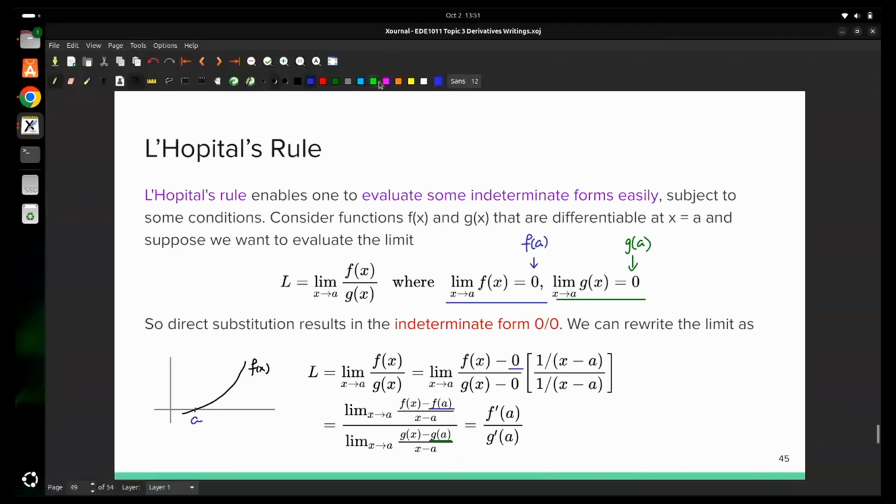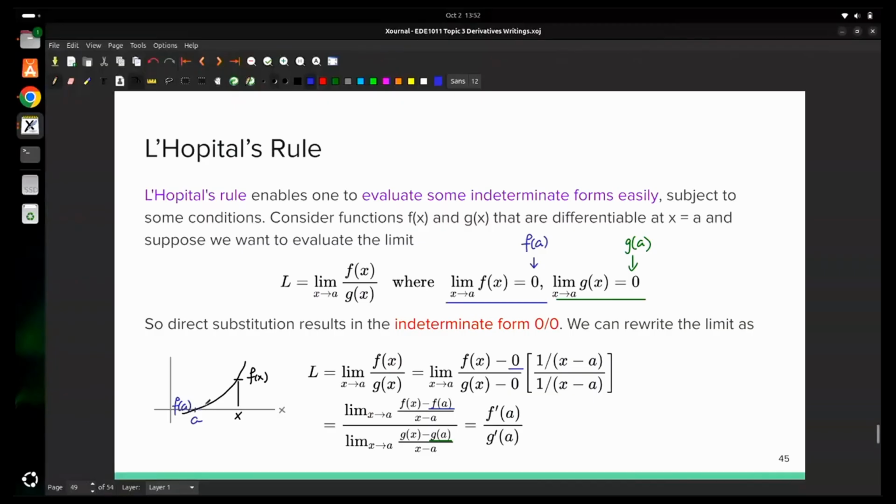Can you see? So where is f of x? f of x can be anywhere. So let's say this is x. Therefore, this point must be the function value evaluated at x. So this point is f of x. Okay? So now, we know that this f of a is 0.